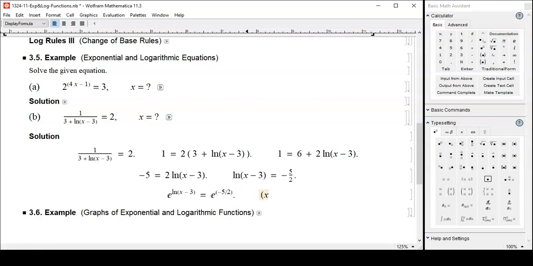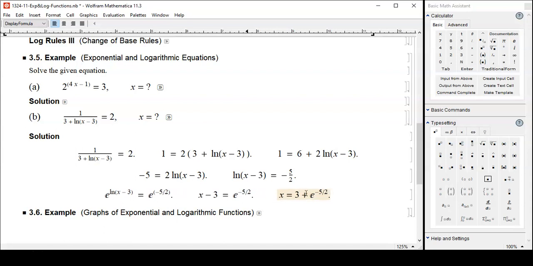So x minus 3 is equal to e to the negative 5/2. We're almost there. And flip this 3 to the other side. Finally, we're going to get the x value. x equals 3 plus e to the negative 5/2. That's going to be the answer.